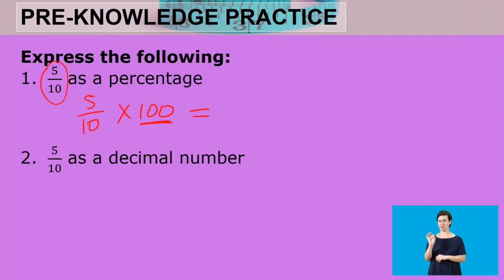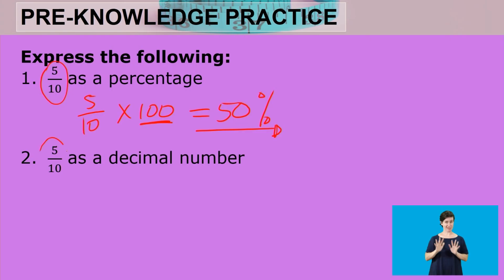So you take your calculator, you punch it through, you say 5 divided by 10, then you multiply by 100. What do you get? We're getting 50%. So 5 divided by 10 as a percentage is 50%. Then we go to the second question, 5 divided by 10 as a decimal number.